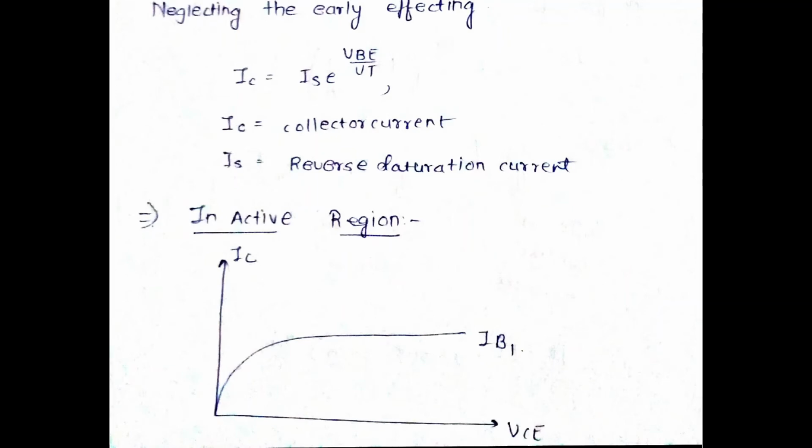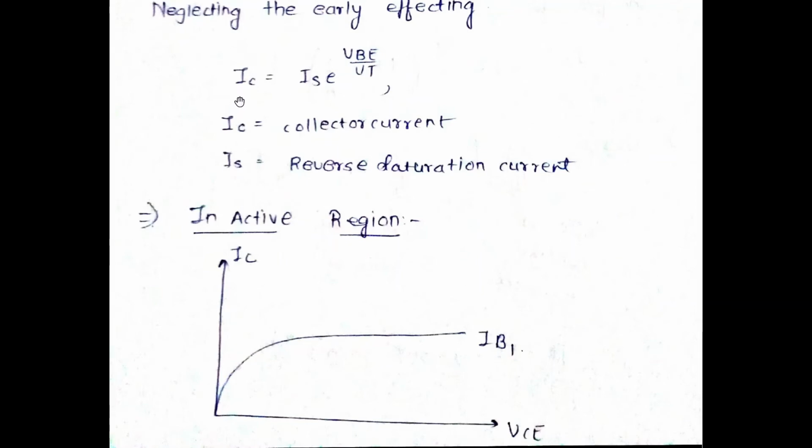So this diagram is a diagram in which the early effect doesn't come into picture. After a particular point of VCE, my IC becomes constant, not the IB. The IC becomes constant. Okay, so if you see, as the VCE keeps on increasing, the IC value keeps on increasing, but after a particular point it is constant. Over here there is no effect of early voltage, early effect.